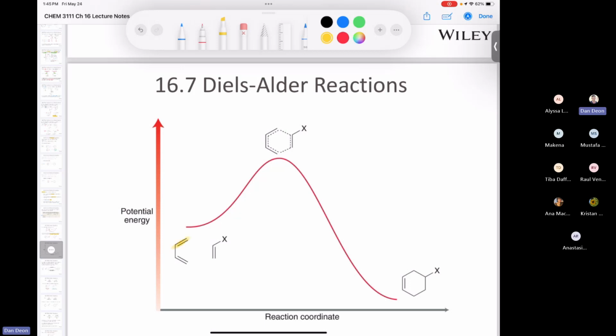Well, if you think about it, pi bonds are weaker than sigma bonds, right? We lose 2 pi bonds and we gain 2 sigmas. So when we gain 2 sigmas, sigmas are stronger. And so it makes sense that the product of the Diels-Alder reaction is more stable than the starting materials, the diene and the dienophile. And you can see that in the transition state, there are no charges anywhere. So that's kind of cool too.